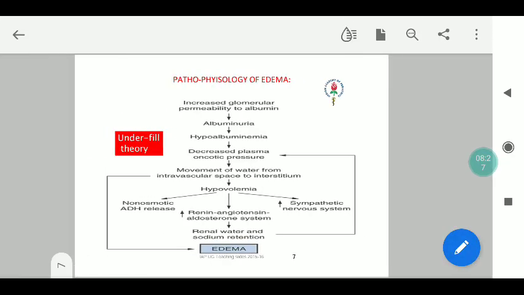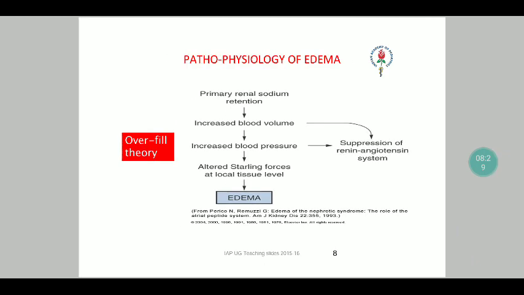So we have seen the underfill theory first and the overfill theory next. Both need to be described in detail. This flowchart is more than enough.